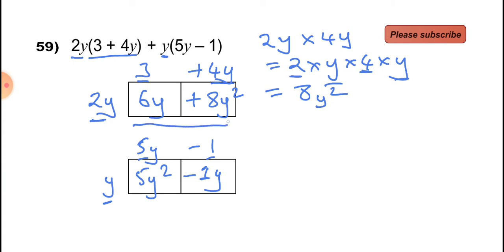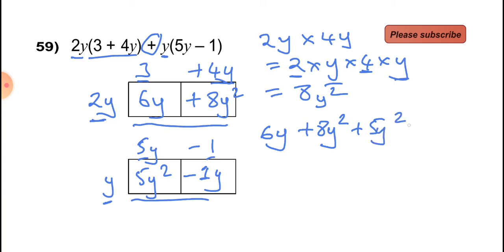So from here we get 6y plus 8y squared, and then from here we get plus, because there's a plus here, so it's a plus 5y squared minus 1y. Now as I said, I could have just written minus y, but as part of my working out, so I don't get confused, I'm going to leave it as minus 1y.